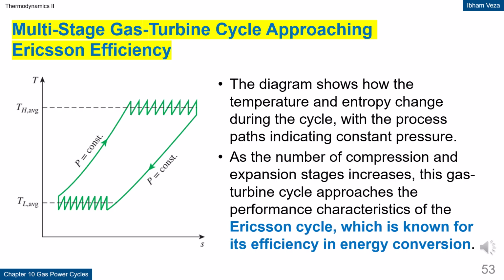This increases efficiency because the average temperature difference during heat transfer becomes smaller. This concept is mostly theoretical because practical implementation is very complex. However, it provides an idea of the upper limit that multi-stage cycles can achieve.